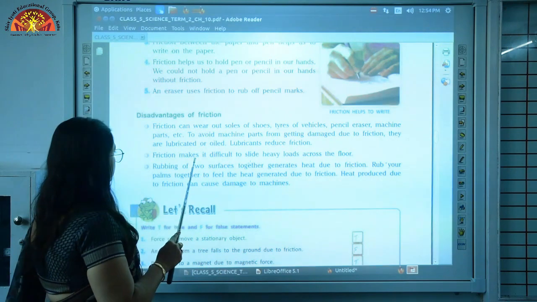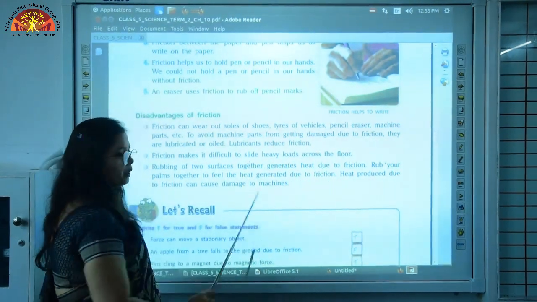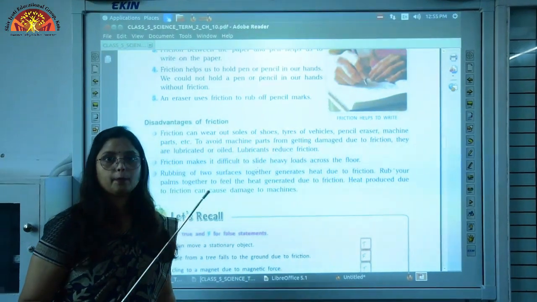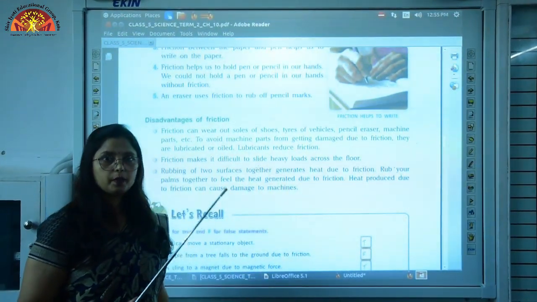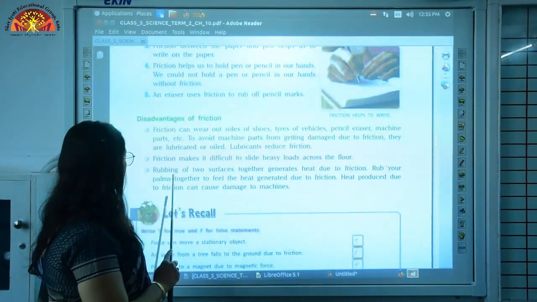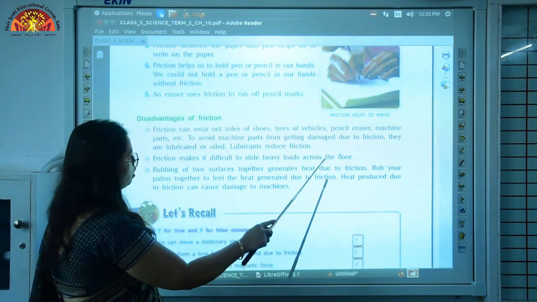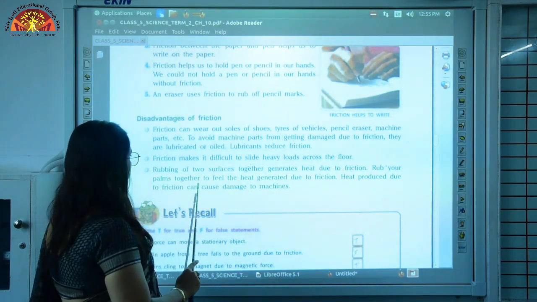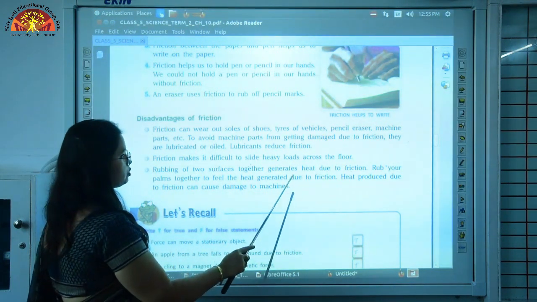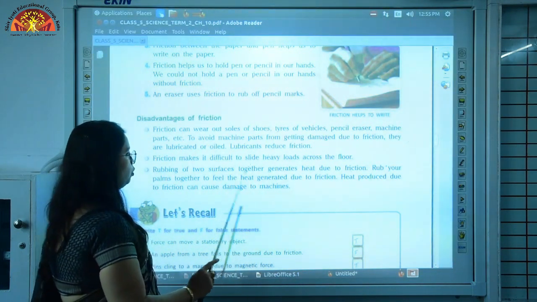Okay. Friction makes it difficult to slide heavy loads across the floor because friction is the force which opposes the motion. So, it makes it difficult to pull heavy loads on the floor. Then rubbing of two surfaces together generates heat due to friction. Rub your palms together to feel the heat generated due to friction. Heat produced due to friction can cause damage to machines.